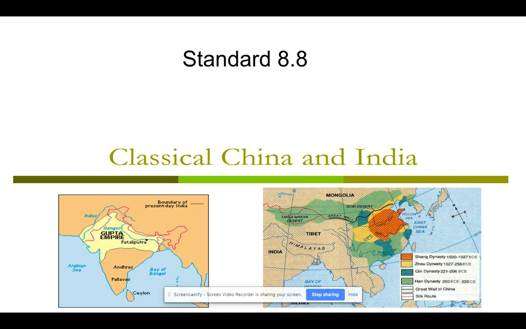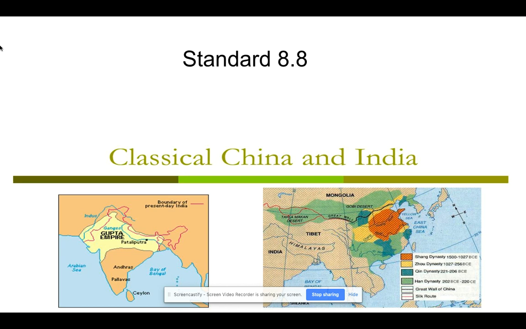Today we're going to introduce Standard 8.8, which is Classical China and Classical India. In the beginning, we're going to be talking about India, and then we'll move over to China here in just a few minutes. So if you're a little bit confused about China and India, it's probably because we have looked at ancient China and India already. And now we're coming back to them.